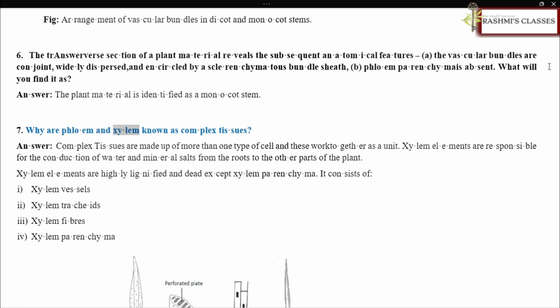Why are phloem and xylem known as complex tissues? Answer. Complex tissues are made up of more than one type of cell, and these work together as a unit. Xylem elements are responsible for the conduction of water and mineral salts from the roots to the other parts of the plant. Xylem elements are highly lignified and dead except xylem parenchyma. It consists of xylem vessels, xylem tracheids, xylem fibers, xylem parenchyma.